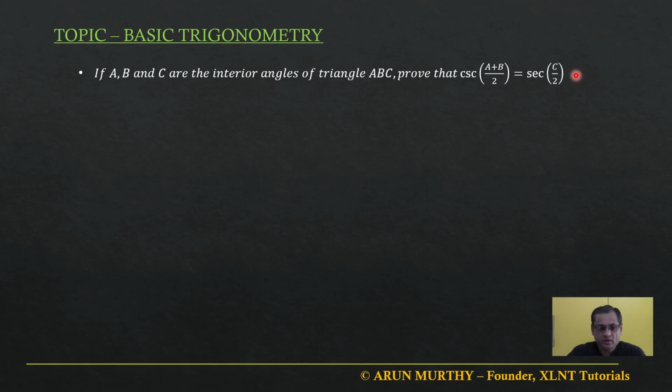Let us look at the question first. If A, B, C are the interior angles of a triangle ABC, show that cosecant of (A plus B) divided by 2 is the same as secant of C over 2.